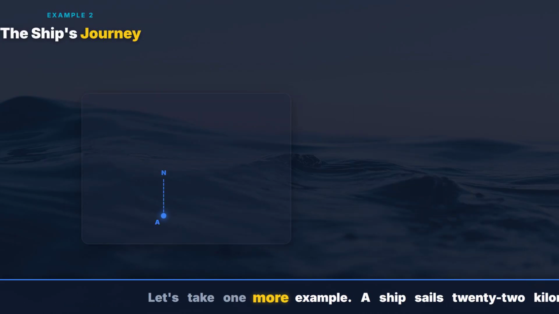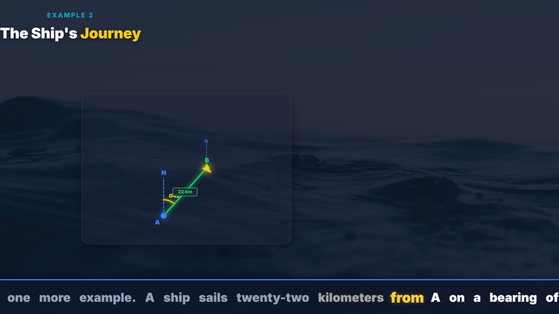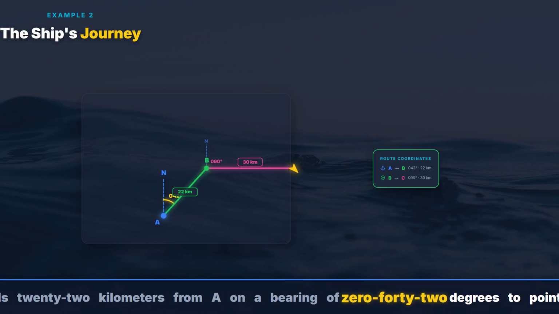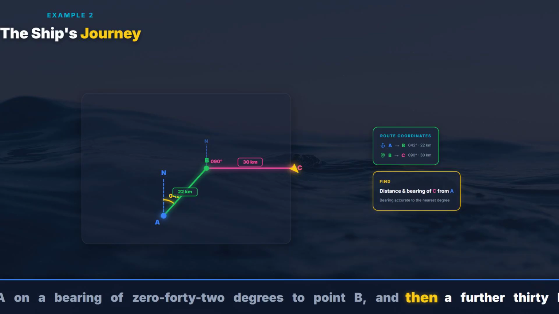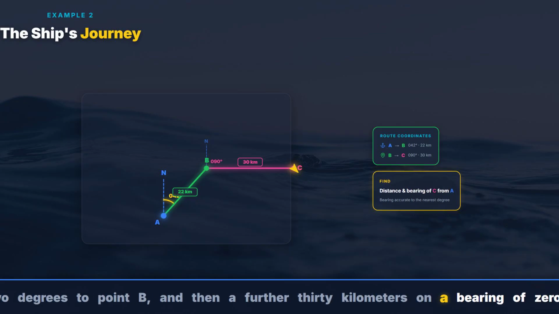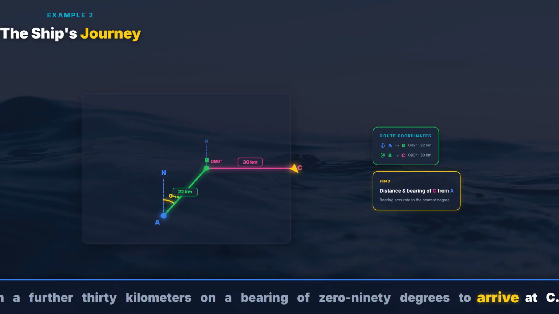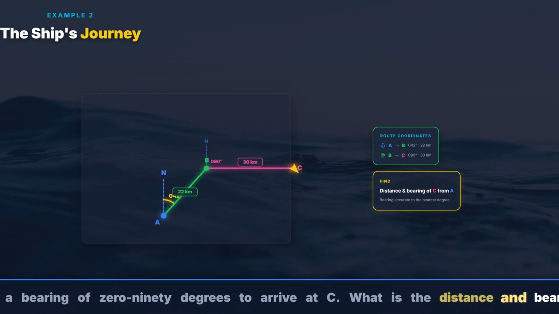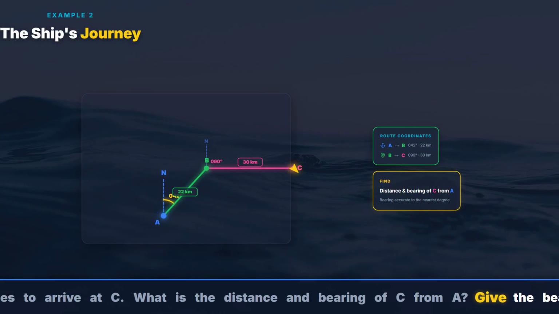Let's take one more example. A ship sails 22 kilometers from A on a bearing of 042 degrees to point B, and then a further 30 kilometers on a bearing of 090 degrees to arrive at C. What is the distance and bearing of C from A? Get the bearing accurate to the nearest degree.